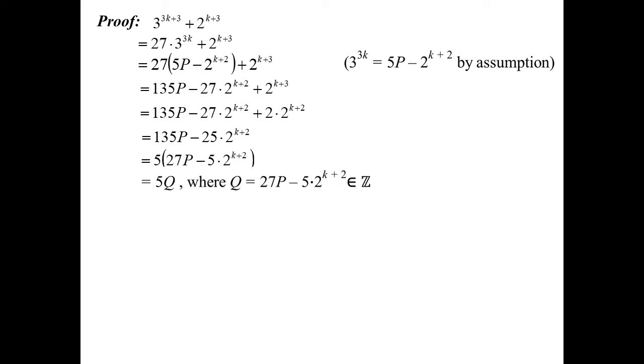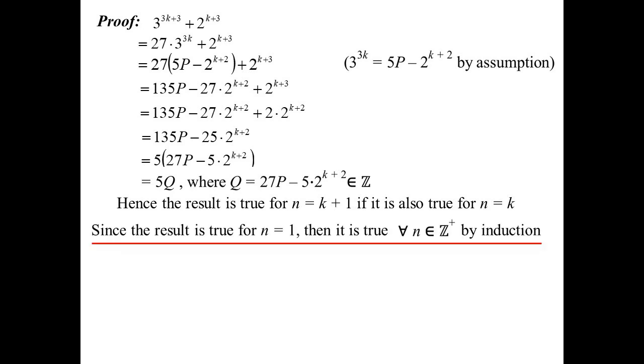So q will end up being 27p minus 5 times 2 to the power of k plus 2. But the more important point is, yeah, we can confidently say that is an integer. So hence it's true for k plus 1 if it's true for k. That's the deduction we've just made. Pull it all together, induce the solution. Since it's true for 1, now it's going to be true for all integers by induction. Let's take this a step further.